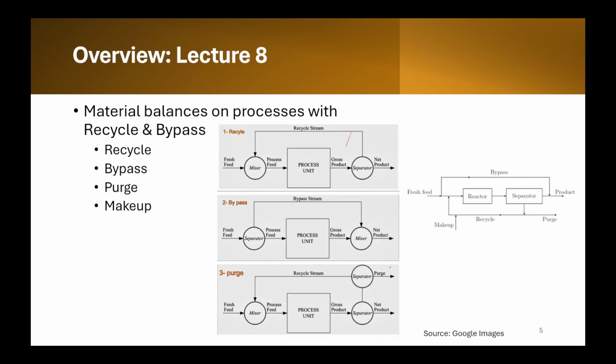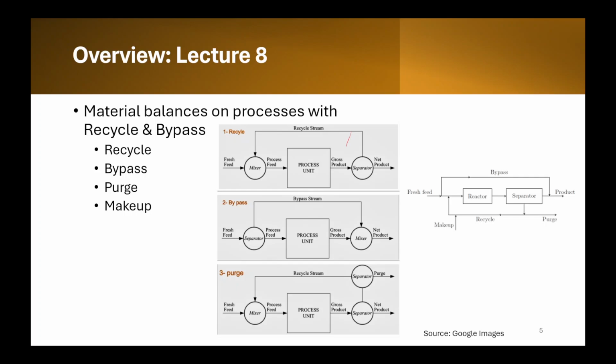And makeup, as you can see from this figure, is that when you recycle the reactant, you can add some more of the reactant through the makeup stream so as to maintain the flow rate coming into the reactor.